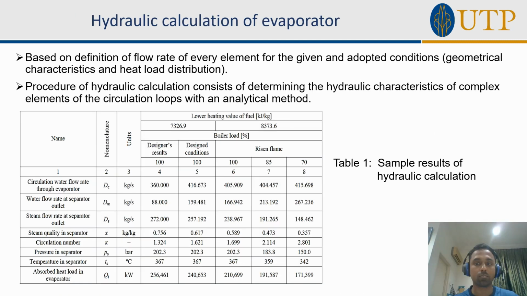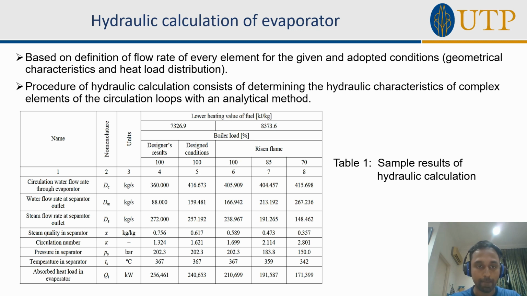Thank you, Morgan Kumar. So I'll be presenting on the hydraulic calculations of the evaporator. So what is this hydraulic calculation used for? These hydraulic calculations are based on the definition of the flow rate of every element for the given and adopted conditions. As you can see in Table 1, this table indicates the procedure to perform hydraulic calculation to analyze the performance of the evaporator or the deterioration of performance of the evaporator.